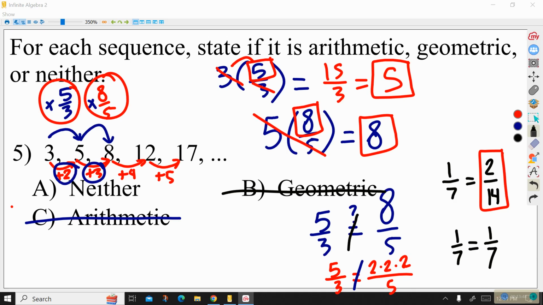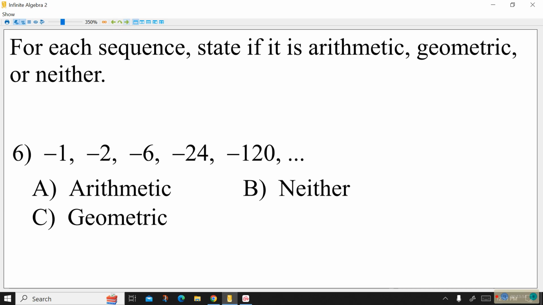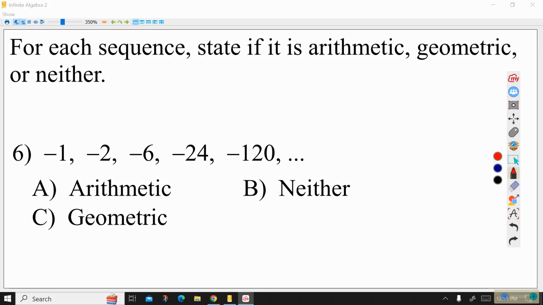So this example will be neither. There's no pattern here, and sometimes those will be the most annoying because you have to check both of them, and you'll get a negative answer in both cases. You'll see that it is not arithmetic and not geometric, so then you choose neither. All right. For this example right here, let's get an answer for you. We should have got neither. Notice that it's not adding the same thing every time, and it's not multiplying the same value every time.